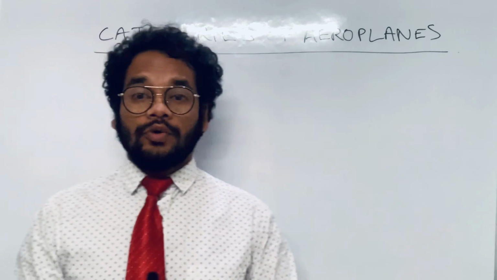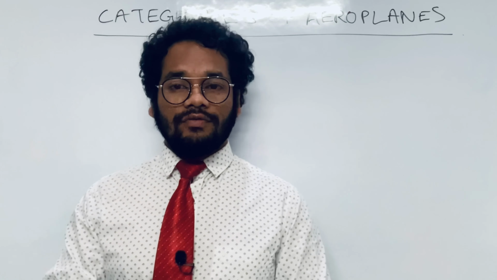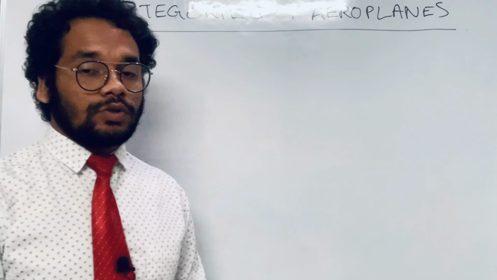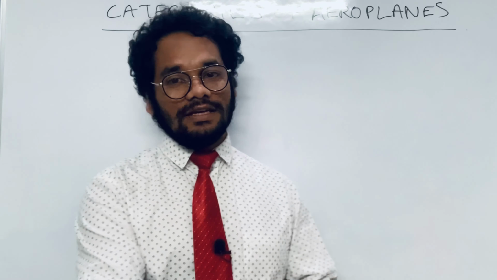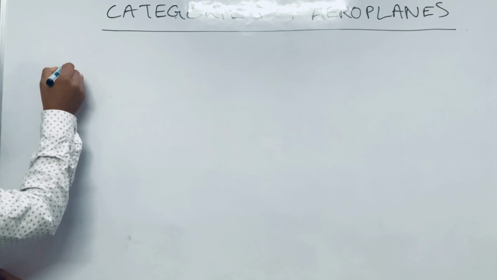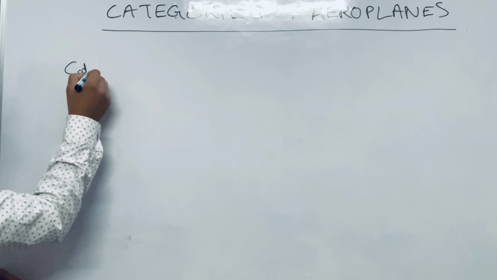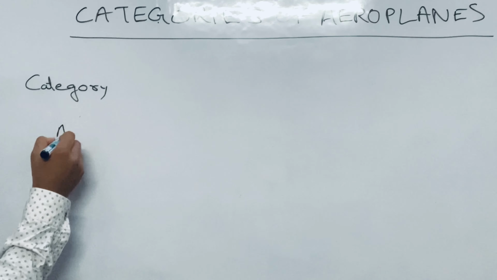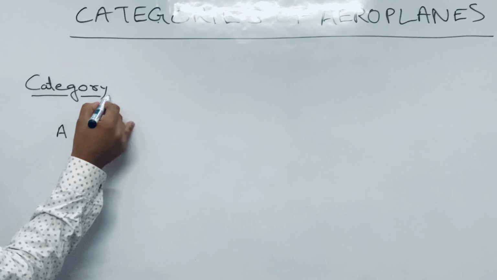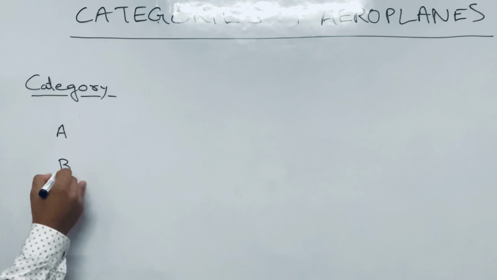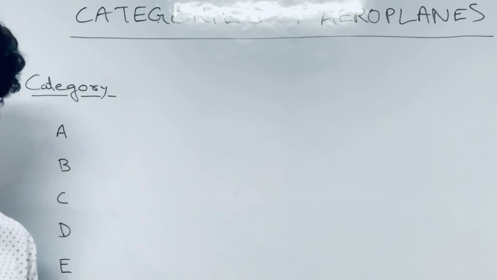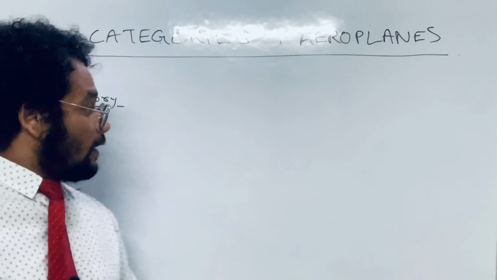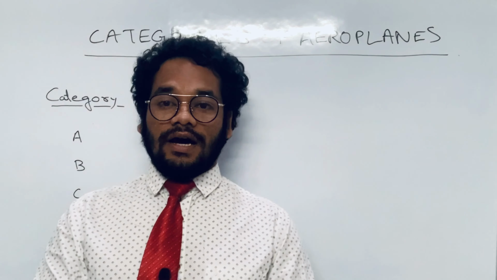So friends, we should know that there are 5 categories of airplanes. They are named category A, B, C, D and E. So I'll write them down here. Category A, B, C, D and E. So how many categories are there? 5 categories of airplanes. And on which basis are they established?